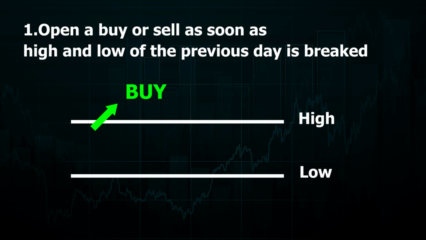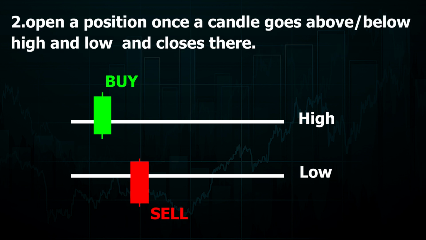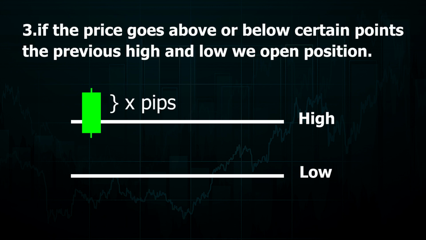1. Open a buy or sell as soon as the high and low of the previous day is broken. 2. Open a buy or sell position once a candle goes above or below the previous day high and low and closes there. After it closed, we put a position. 3. If the price goes above or below certain points of the previous day high and low, we open a position.